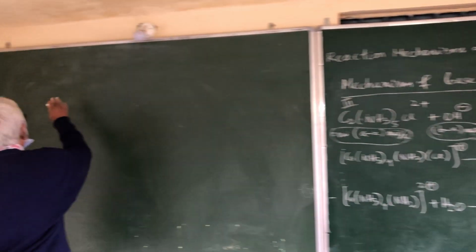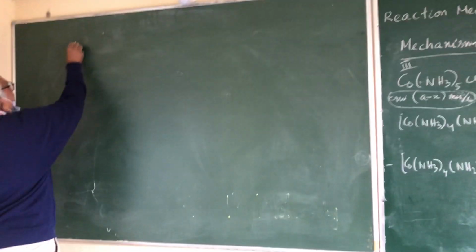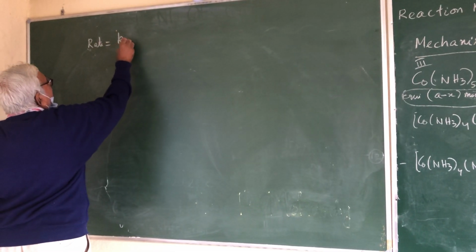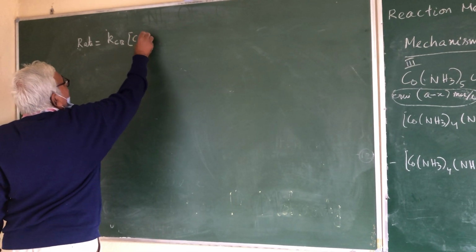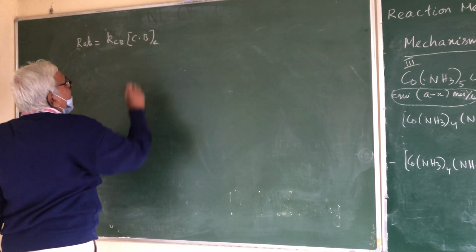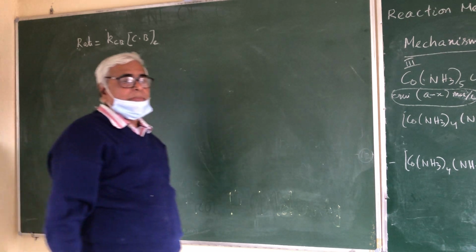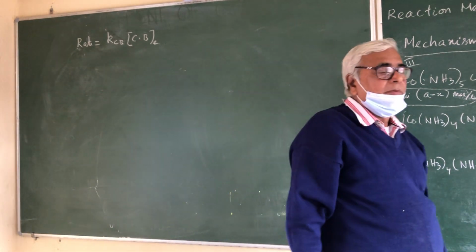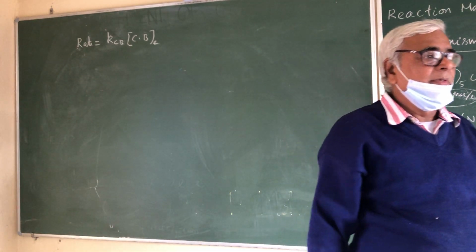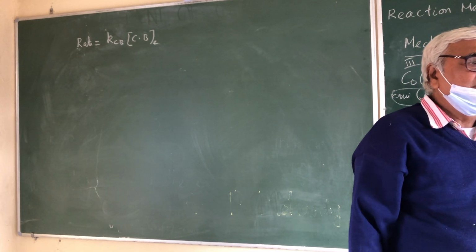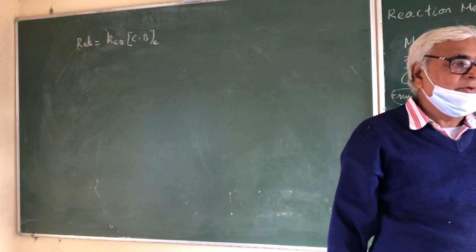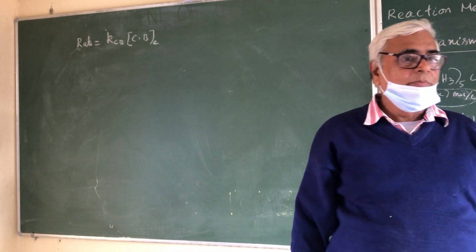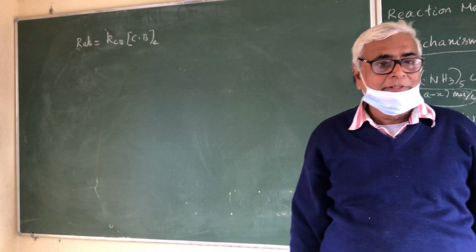So what will be the rate? So rate will be equal to KCB into conjugate base equilibrium. Here we are using the equilibrium approximation. There are two methods by which you can derive the rate law. One is equilibrium approximation, another is steady state approximation. Here we are using the equilibrium approximation to derive the rate law.